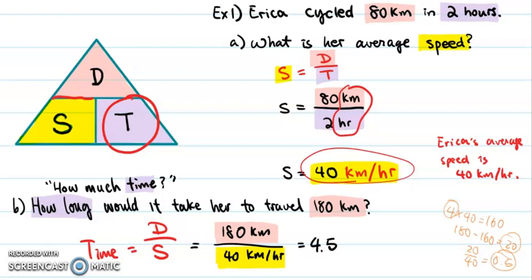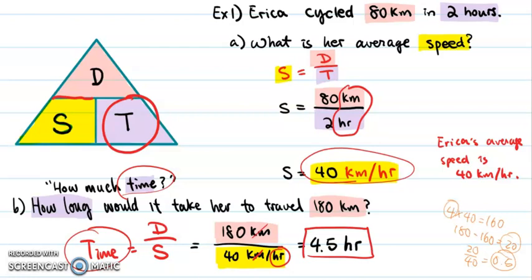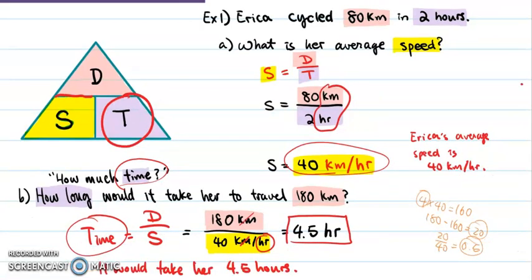Now we're looking at our units. Kilometers divided by kilometers, that cancels out to be just 1. The only unit I am left with now is hours. So my final answer here is 4.5 hours. Checking with my question, well, it is asking for how much time. So this works out perfectly. My unit should be hours. All right, looks like Erica is in for a long bike ride.